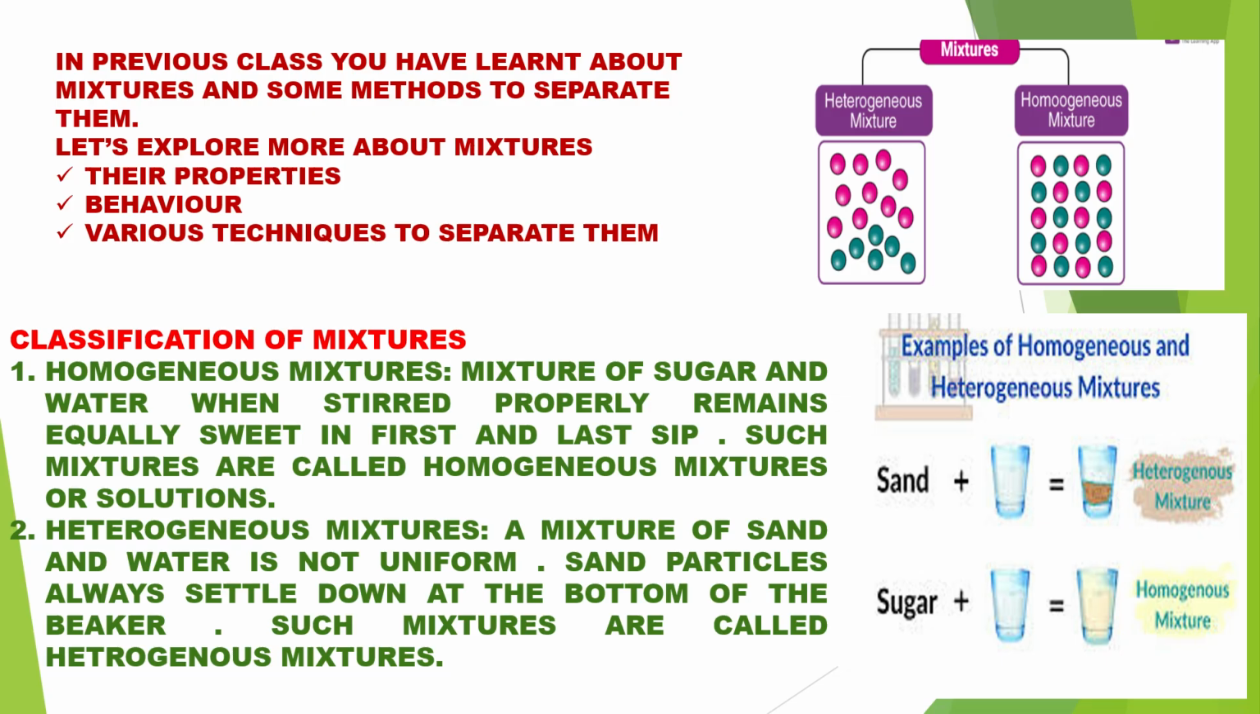Heterogeneous mixtures. A mixture of sand and water is not uniform. Sand particles always settle down at the bottom of the beaker. Such mixtures are called heterogeneous mixtures. Here is the example of heterogeneous and homogeneous mixture: sand plus water, heterogeneous mixture; sugar plus water, homogeneous mixture.